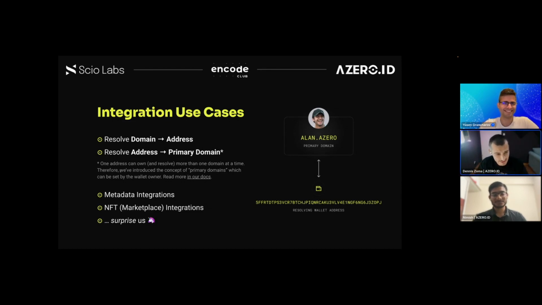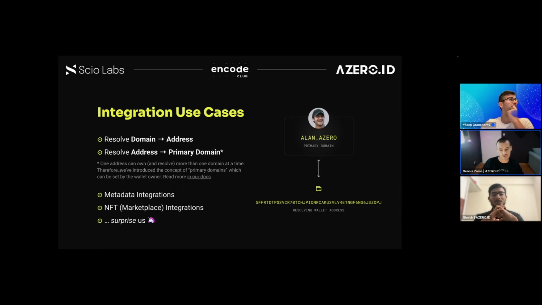The other way where you can resolve something is from a wallet address to a domain. But there's one little caveat which I would like to mention here. One address can of course own multiple domains. Domains are just NFTs, and one wallet can hold many of them. That's why we set up this concept of primary domains.